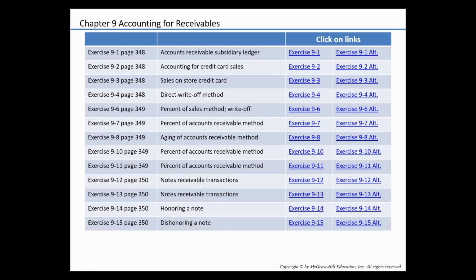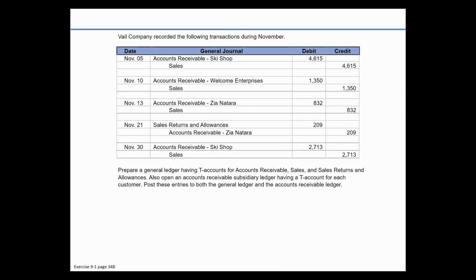First question we're going to look at is going to be dealing with accounts receivable subsidiary ledger. Vail Company recorded the following transactions during November. And so we see there that they made several sales, and then on November 21st, they had some kind of a return or an allowance, and then they made another sale on the 30th.